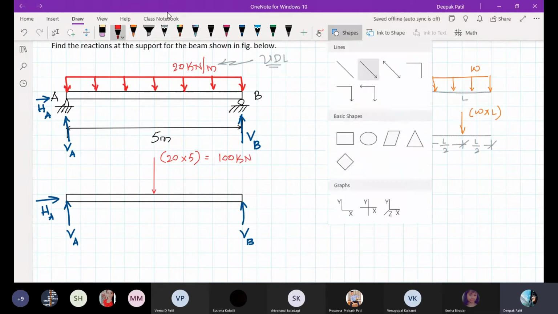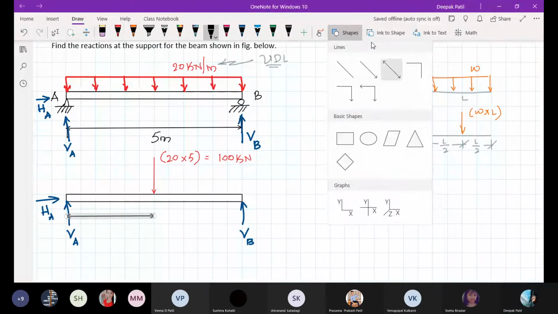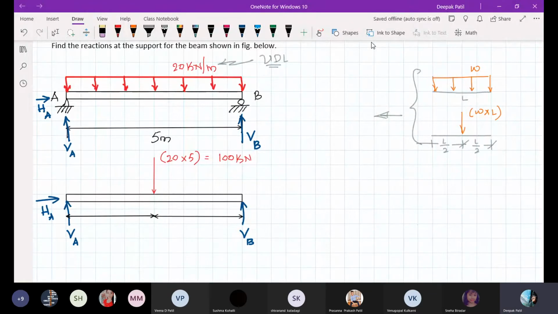And at what distances? I will mark the distances here. Since this is 5 meters, this distance will be 2.5 and this distance also will be 2.5. That is half of 5 meters, that is at the center. So this is 2.5 meters and this is also 2.5 meters, right? So this is how you can convert a uniformly distributed load to an equivalent point load.